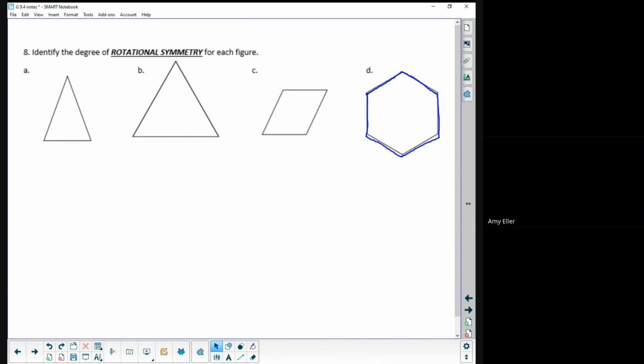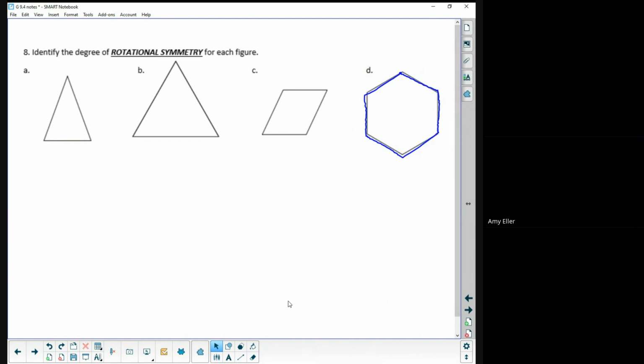The question is, how many degrees can I rotate it to where it looks like it started or it's on top of itself? So if I rotate it like this, that doesn't look good because the vertices are all mixed up. If I keep rotating, see how nicely that lines up? And then it happens again and again and again, so many times. The question here is, identify the degree. So how many degrees do I have to rotate it? Right there.